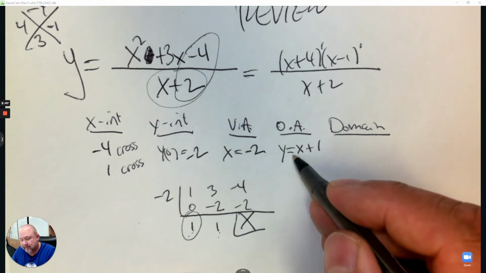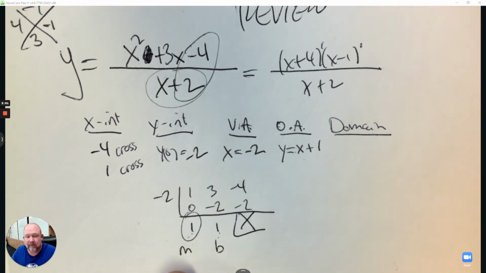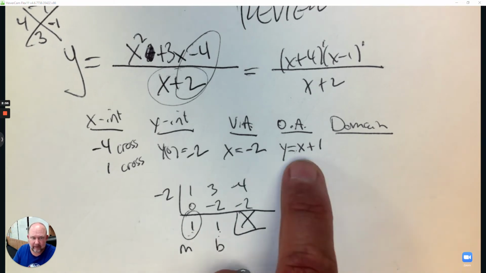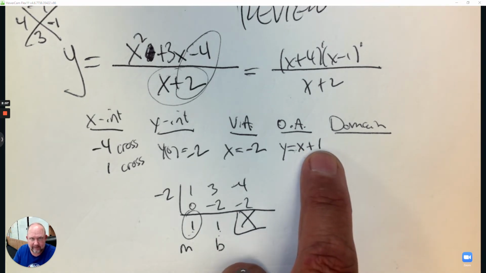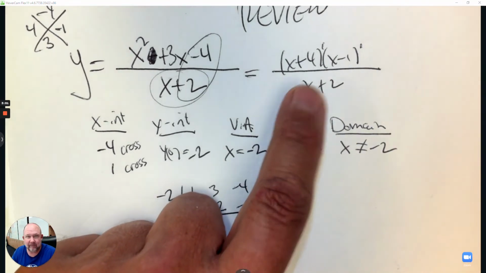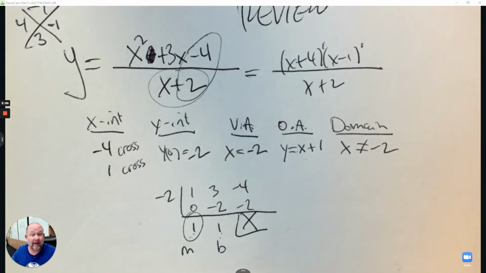The 1 is your m. Think of this as mx plus b. Your slope is the first number, and your y-intercept is the second number right here. The domain is what x cannot be. There's only one number x can't be. From the denominator, it's -2. That's the vertical asymptote. All right, now we're ready to graph.